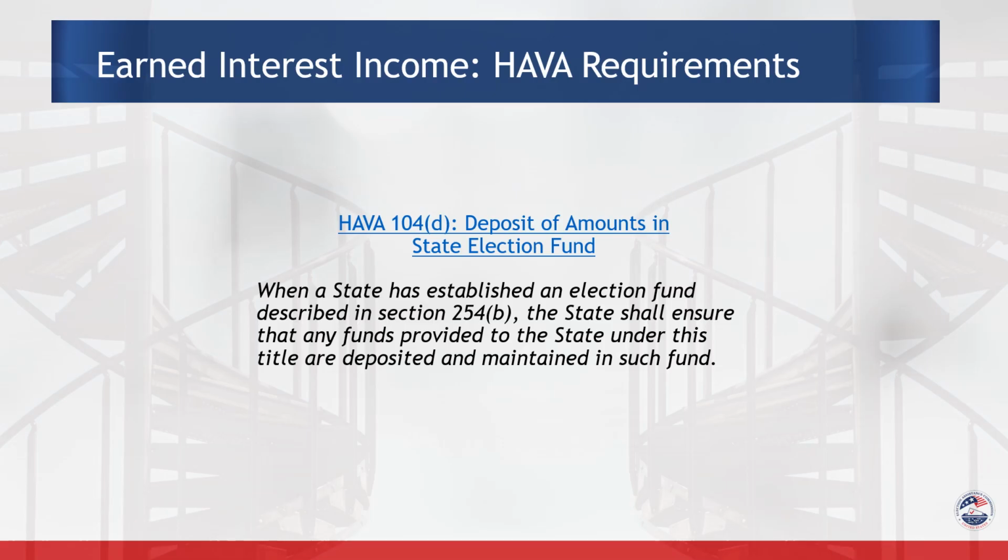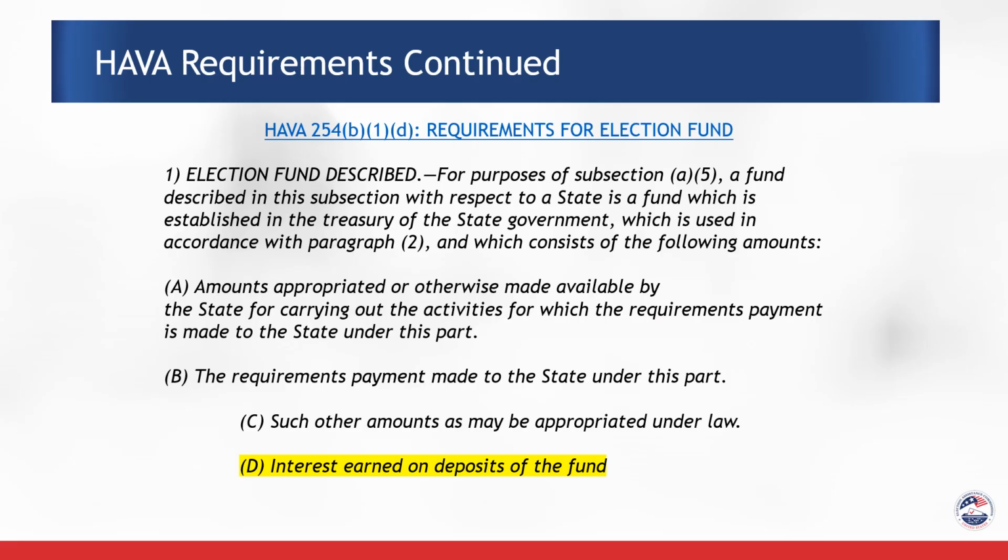Now there are HAVA requirements that do mention interest, so let's get into those. In HAVA 104D, deposit of amounts in the state election fund is clarified. And it states, when a state has established an election fund described in section 254B, the state shall ensure that any funds provided to the state under this title are deposited and maintained in such fund. We'll get into that more.